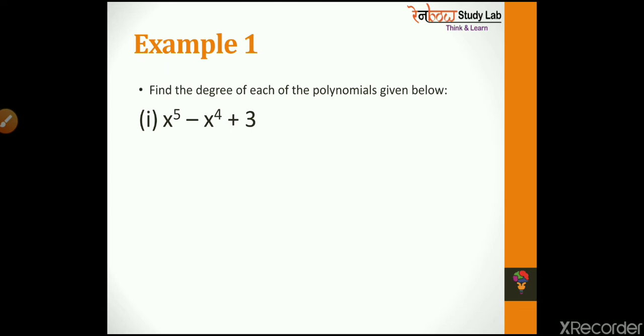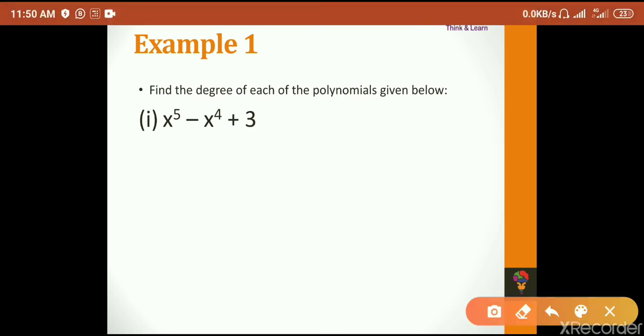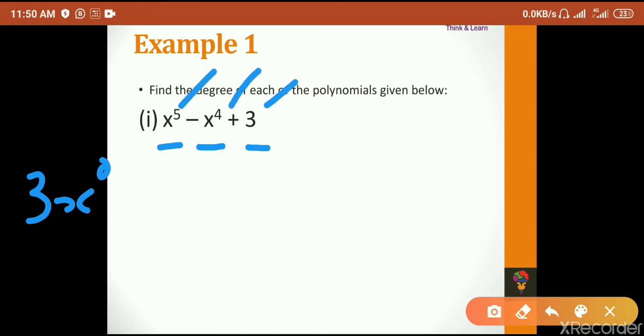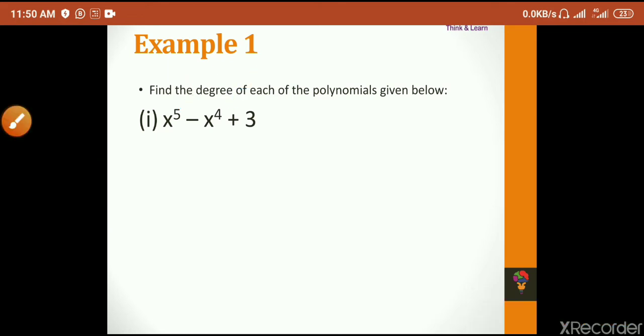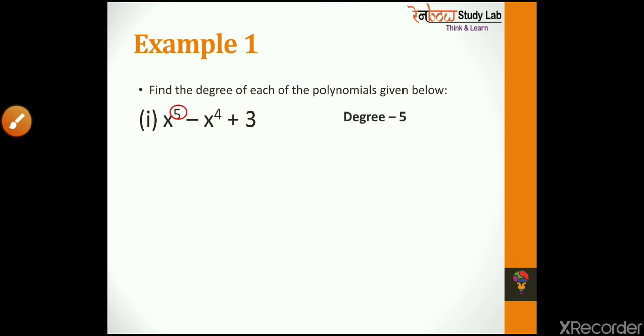In this one, you can see clearly your question is x raised to 5 minus x raised to 4 plus 3. Here power is 5, here power is 4 and here power is 0. Only a number is written, means it will be 3x raised to 0. Now which is your highest? Raised to 5, 4 or 0? Which is the highest? 5. So your degree will be nothing but 5.